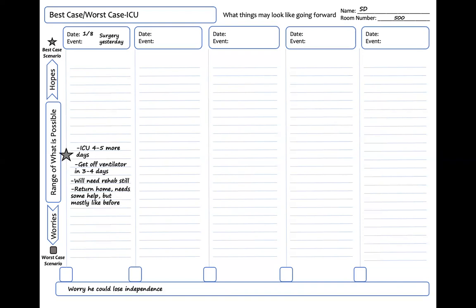Finally, for the worst case, I reiterate that we are still worried he could lose independence, in part because he could still have a complication and in part because we aren't sure how his rehab will go.